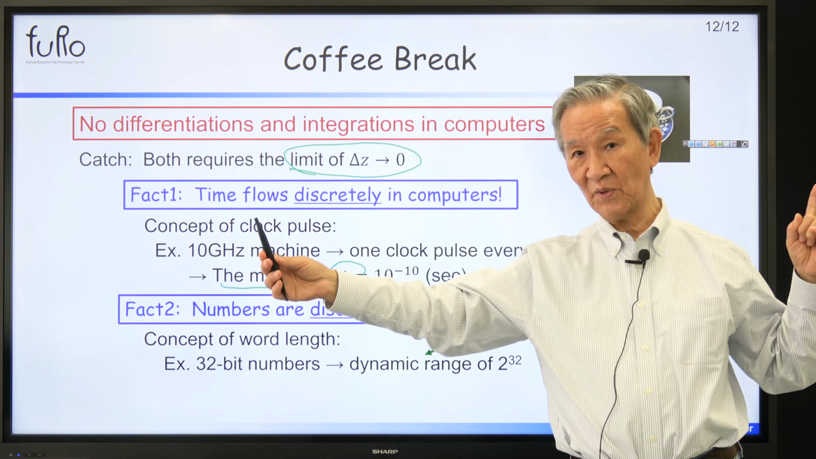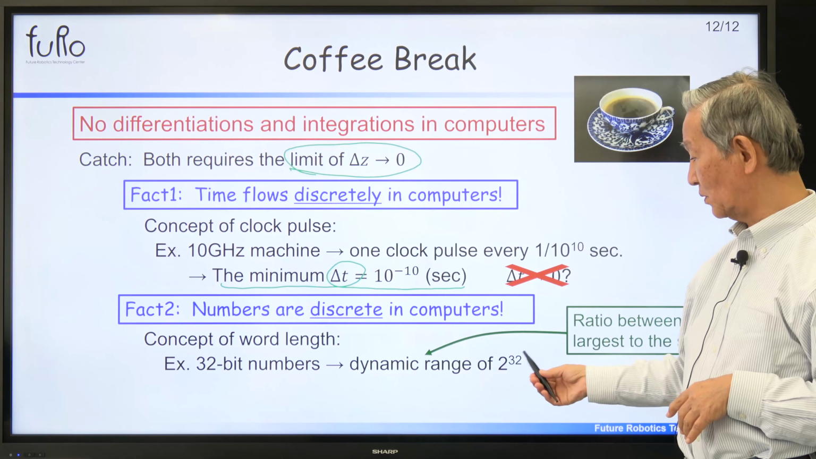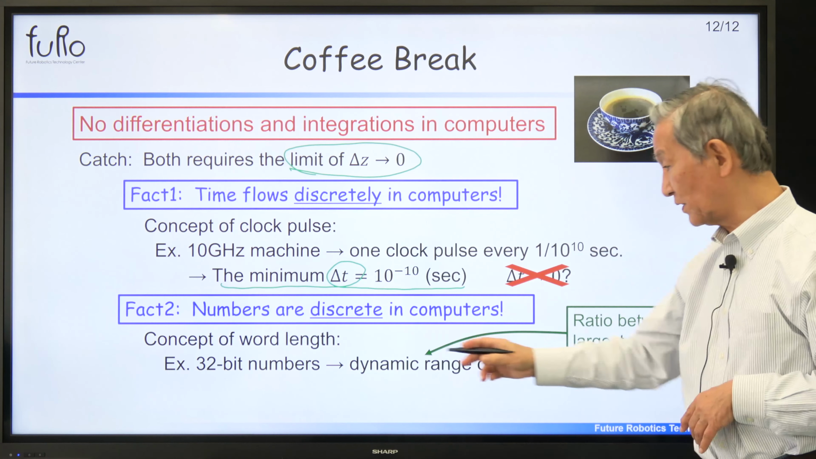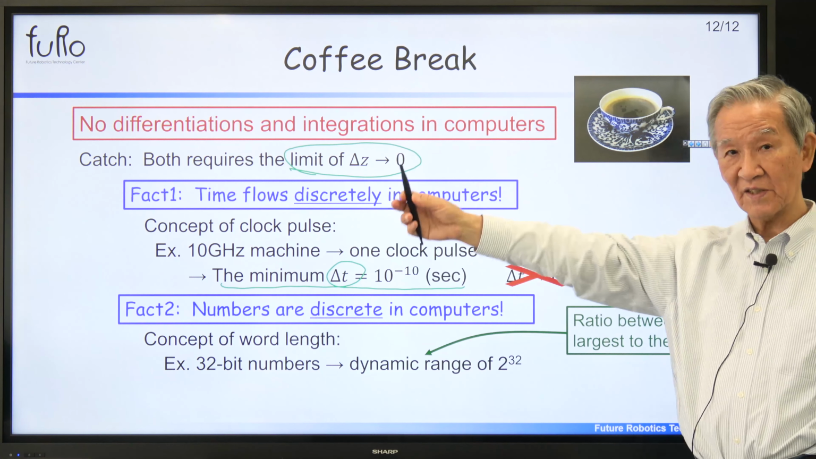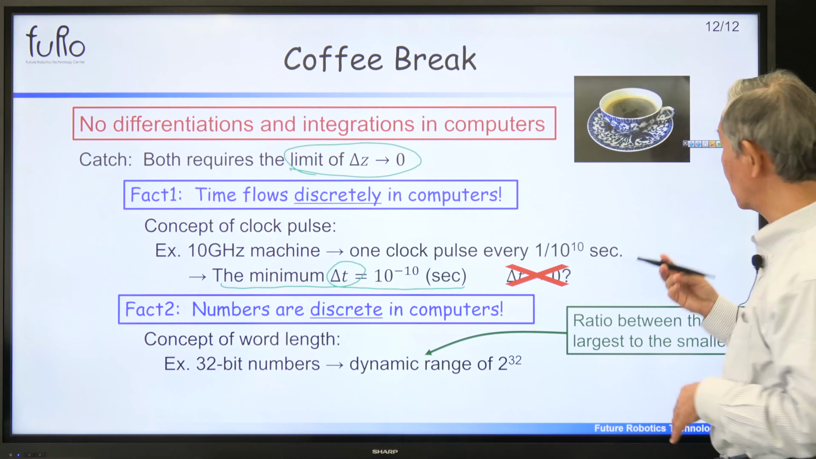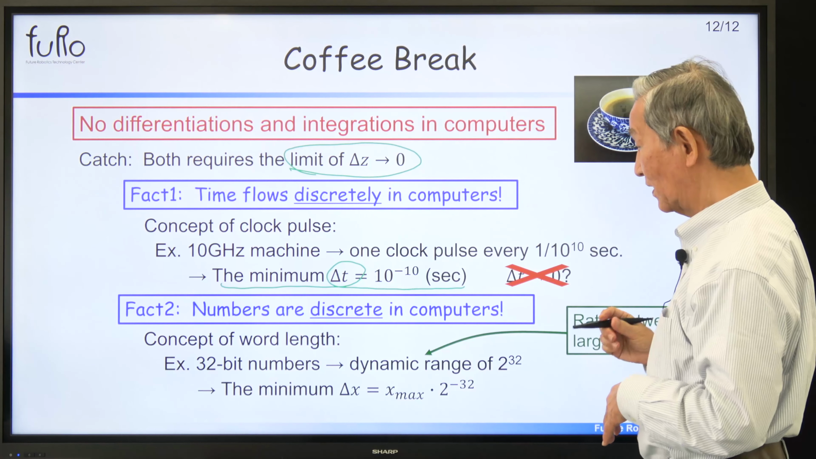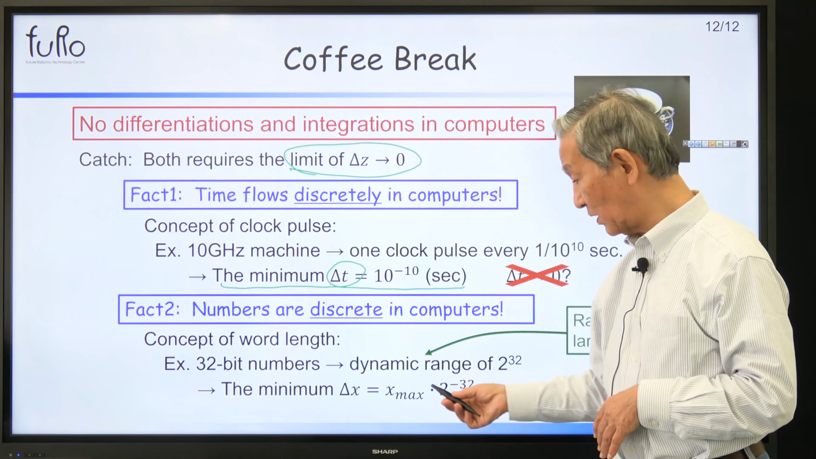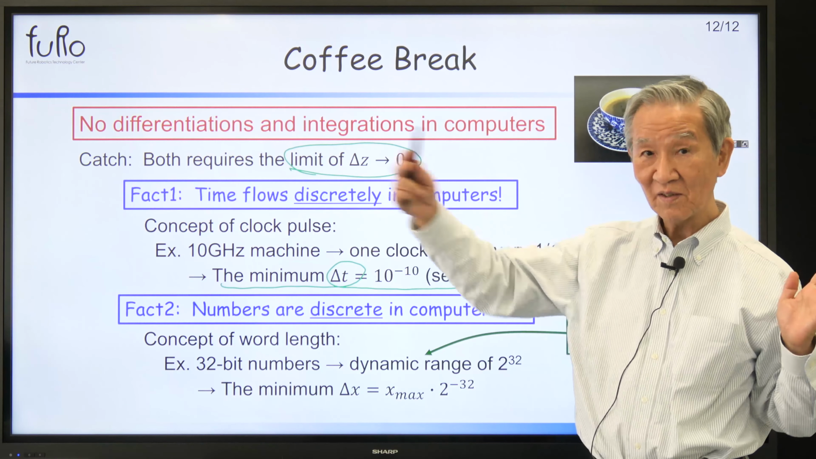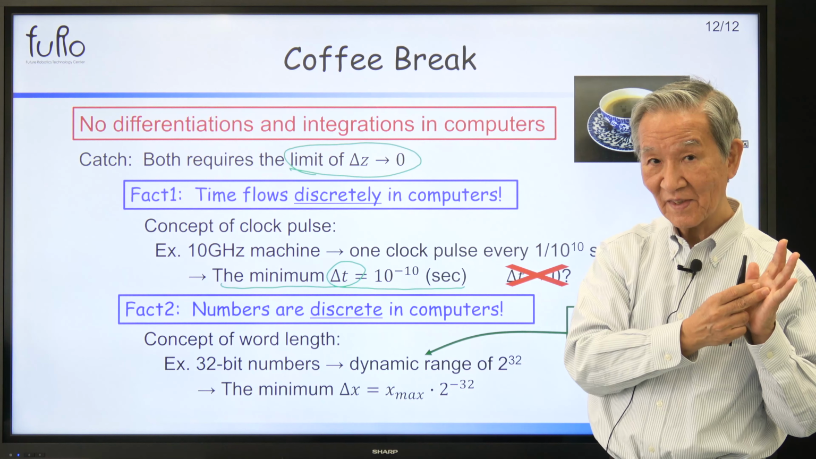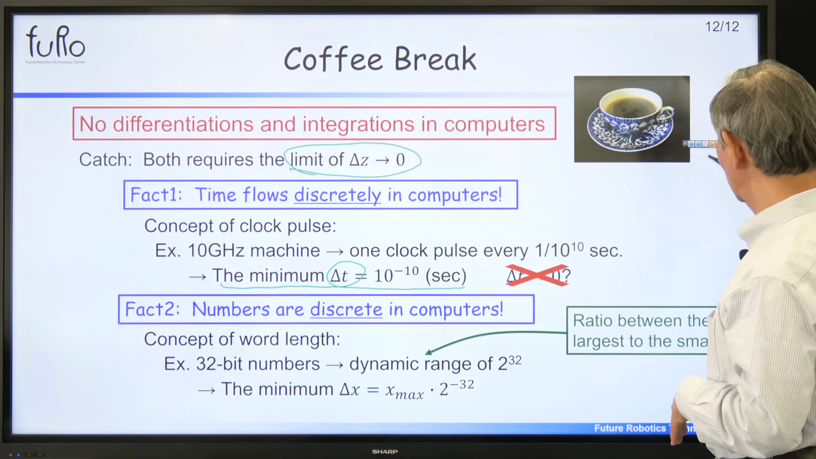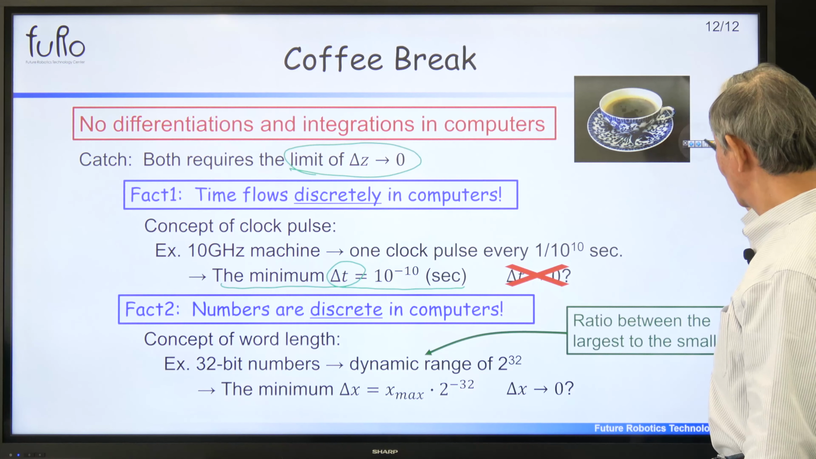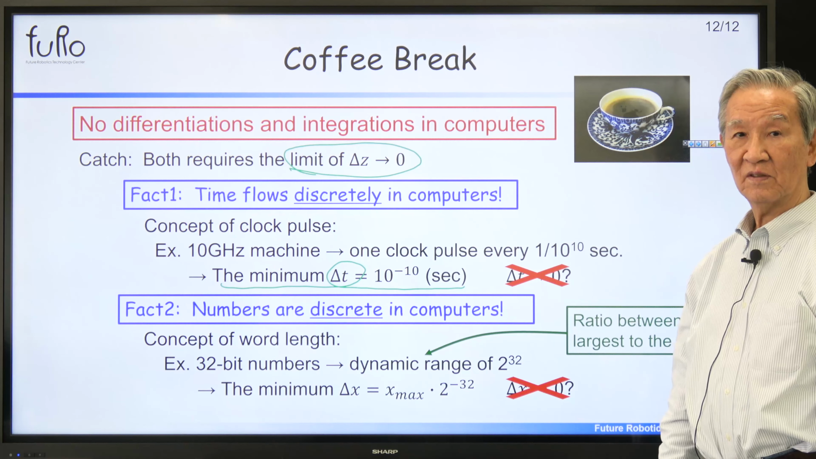So there are 32 of those. So the maximum number is 2 to the 32. The dynamic range is the smallest number versus largest number, what's the ratio? That's 2 to the 32. So the minimum you can get is the maximum number times 2 to the minus 32, and it cannot get any smaller than that. So delta x goes to 0? No way, you can't do that.